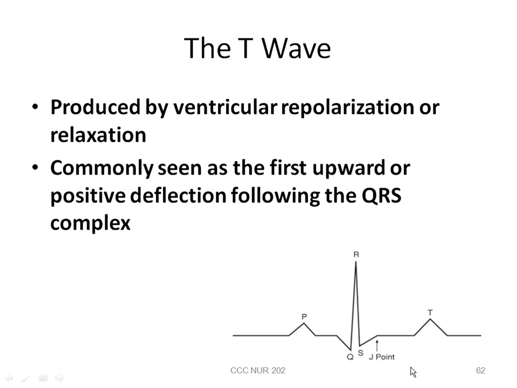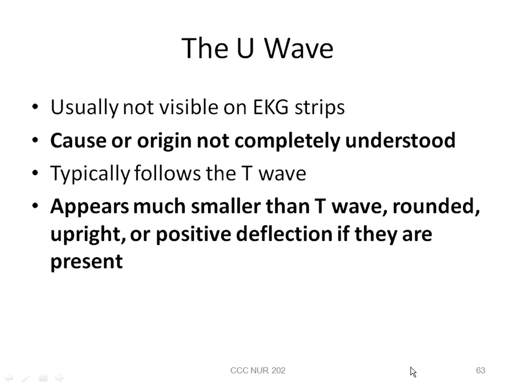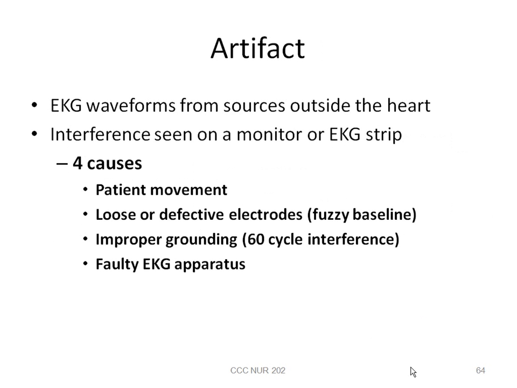Remember, the T wave is produced by repolarization and relaxation. It's commonly the first upward deflection after the QRS complex. We're not going to get into that. The U wave, again, just be aware that if you're reading EKG reports, those type things, you may hear that you can see the U wave. A lot of times it's not visible. The actual cause or origin is not completely understood, but it typically follows that T wave, and typically it's upright and has a positive deflection. Again, I'm not going to ask you to identify a U wave on an EKG strip, just so you know what's there.